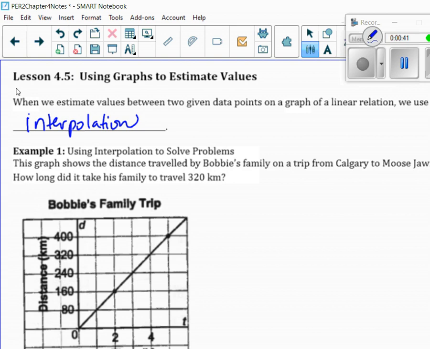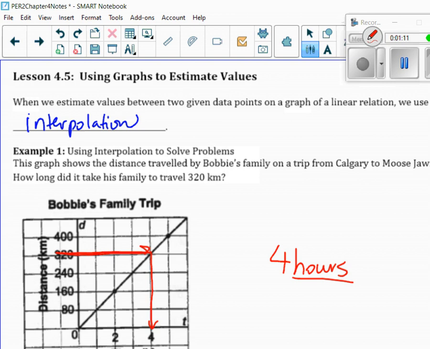This graph shows the distance traveled by Bobby's family on a trip from Calgary to Moose Jaw. How long did it take for his family to travel 320 kilometers? As you can see on the graph here, the distance is 320 kilometers. If I read going down, you can see that it took him 4 hours. That is interpolation. Make sure you put your units there.